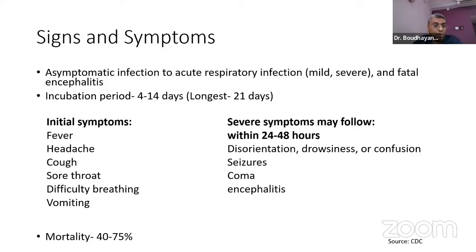Initial symptoms can be fever, headache, cough, sore throat, difficulty in breathing, vomiting, non-specific things. Severe symptoms are drastic and usually follow within 24 to 48 hours: disorientation, drowsiness, confusion, seizures, coma, and encephalitis. The mortality is 40 to 75% according to CDC data. So it is a highly fatal disease compared to COVID.